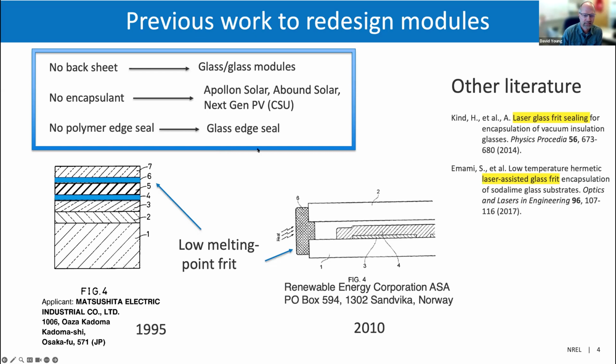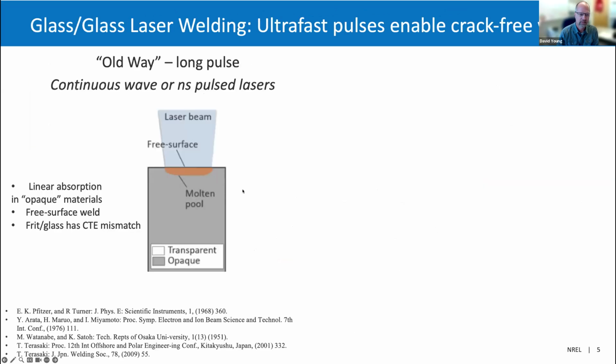People have tried glass edge seal. So if you look in the literature, there are a few patents and also a few papers where people have tried low-melting frit to seal up the edges of a traditional module. And those suffered from not being strong enough. So any sort of twist to the module would actually break that glass seal. And there's a reason for that, and I'm going to get to that now.